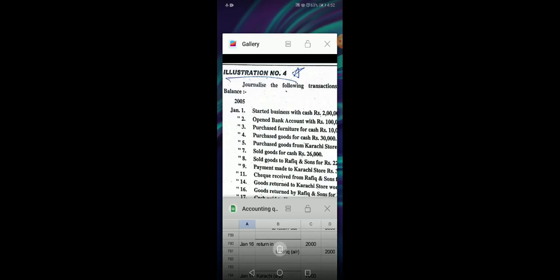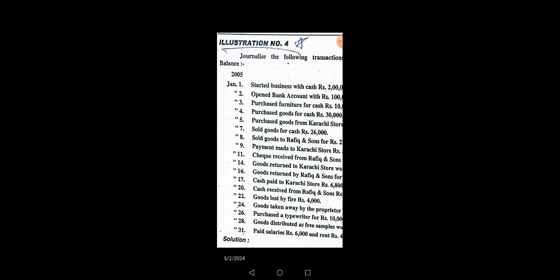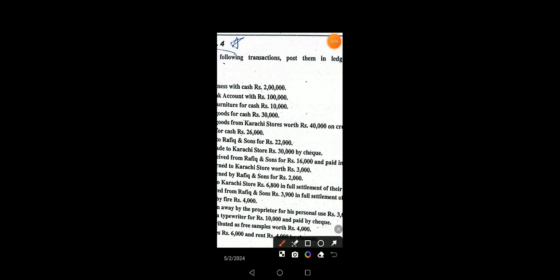Now let's see what January 20 is, the next entry. Write down the date first. Let's see what January 20 is saying. Cash received from Rafiq 39 in full settlement. Again the same procedure, we must have history of Rafiq. We are receiving cash from Rafiq.